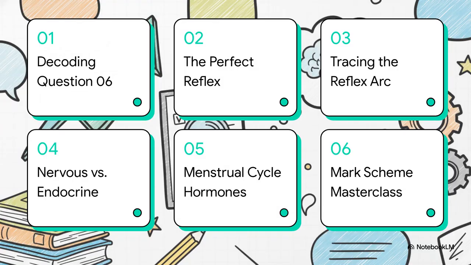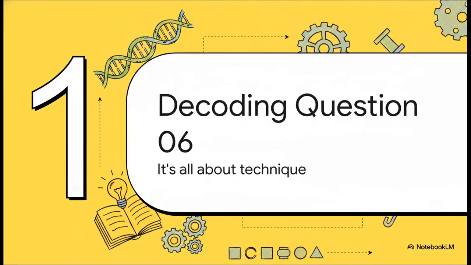We're going to focus on just one single biology question, question 06, and break it down piece by piece. We'll look at how to define a reflex, how to trace the reflex arc for a huge 6 marks, compare the nervous and endocrine systems, get into the menstrual cycle hormones, and then wrap it all up with a masterclass on technique. Okay, so let's get started. The thing about a question like this is it's not just about what you know, it's about how you say it. You have to give the examiner the exact phrases they're looking for. It's kind of like a game of precision, and luckily for us, the mark scheme gives us all the rules.